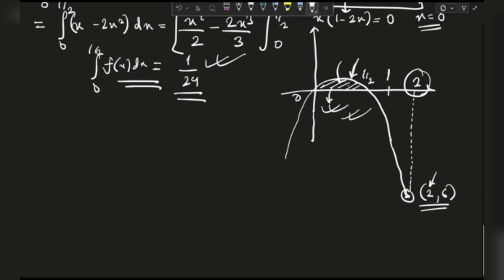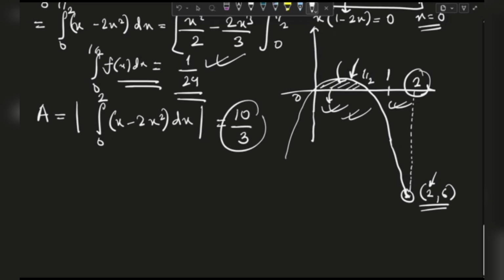I don't know what they have meant, but actually I just randomly put this thing because I can't find any meaning. If you put the area as integral 0 to 2 of x minus 2x square whole dx, this was the nearest I could get. If you evaluate this, it is actually coming out to be 10 by 3. That is matching with an option.